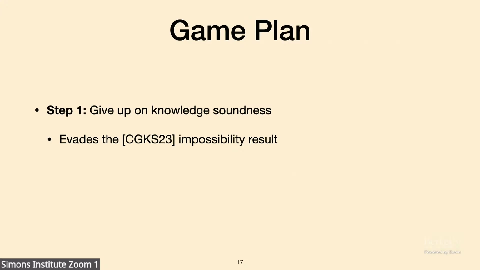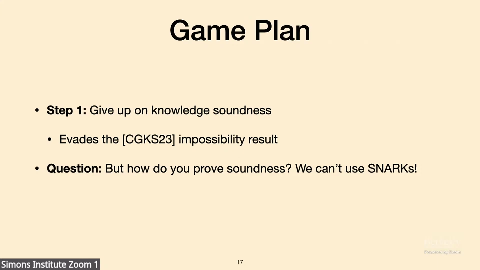Okay, so here's the game plan for today. First, I'm going to say it up front, I'm going to give up on knowledge soundness. I'm not going to hope for knowledge extraction of the whole path from my IVC, because there's this work that basically says you can't hope to construct SNARKs via black-box reductions that have knowledge soundness. So now, how do you prove soundness?